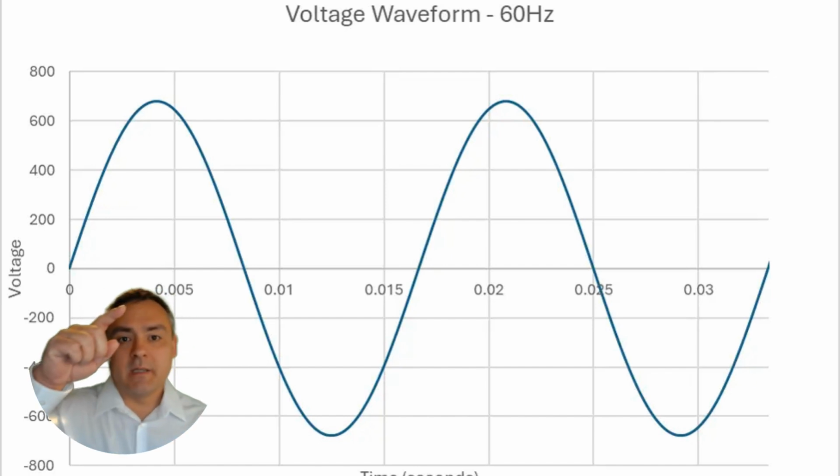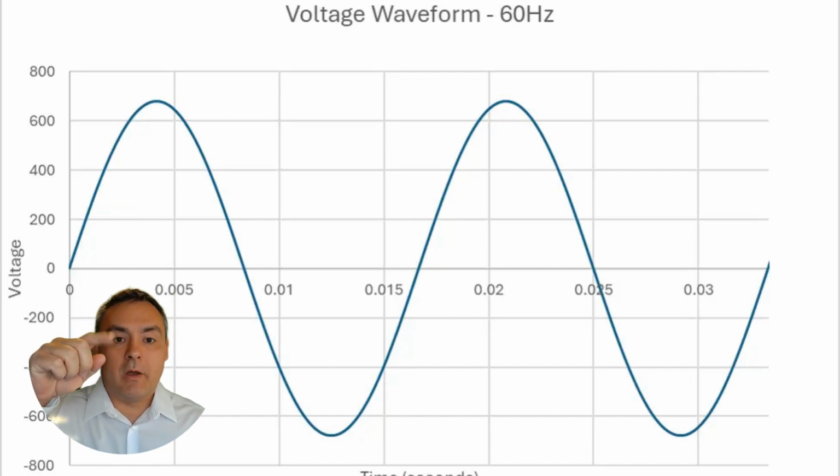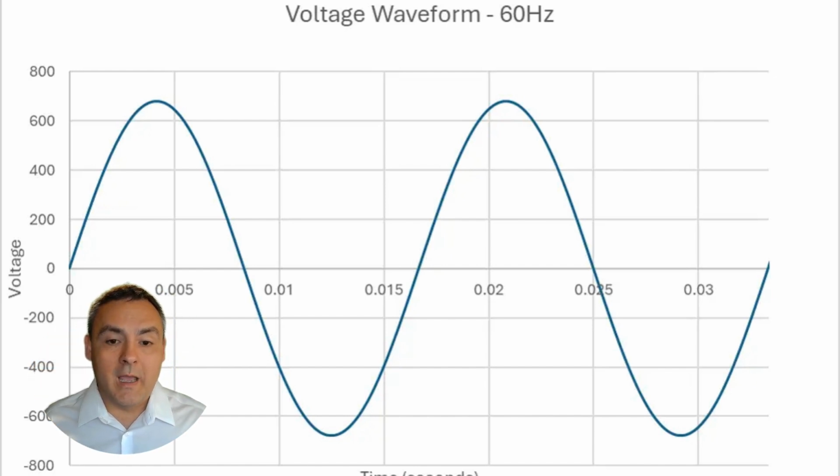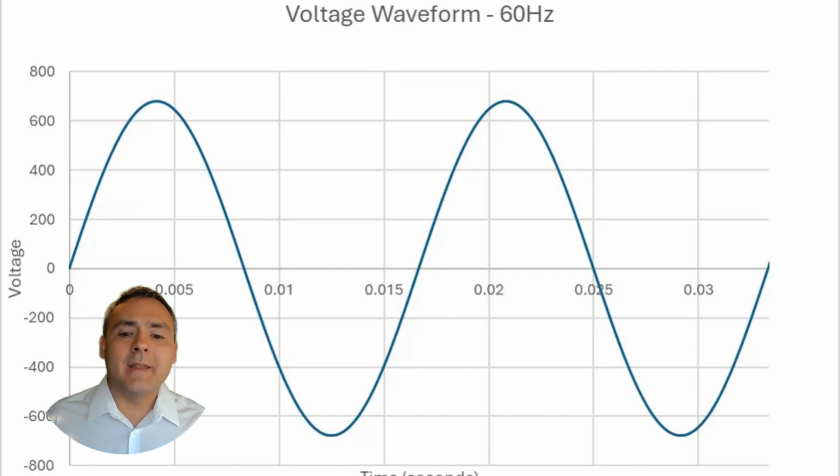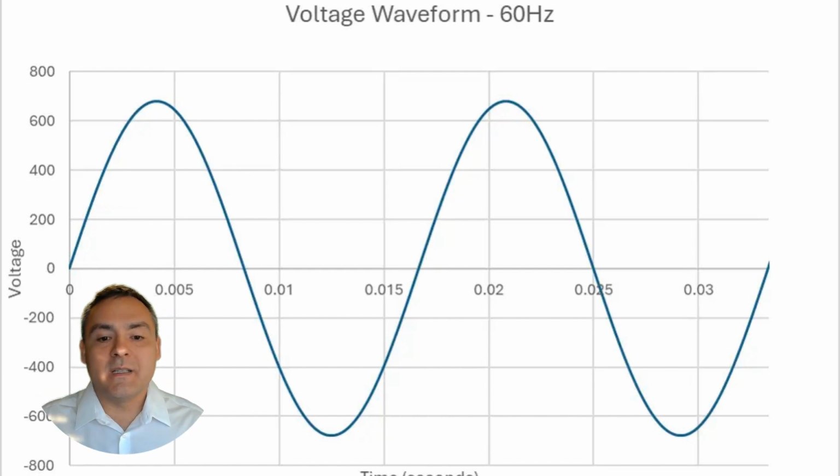Notice it goes up to 678.8 volts at a time value of 4.16 milliseconds. It has a zero crossing at 8 2/3 milliseconds. It goes down to negative 678.8 volts at 12.5 milliseconds, and then it completes the entire period after 16 2/3 milliseconds. I have two periods shown here. A period is one complete cycle.